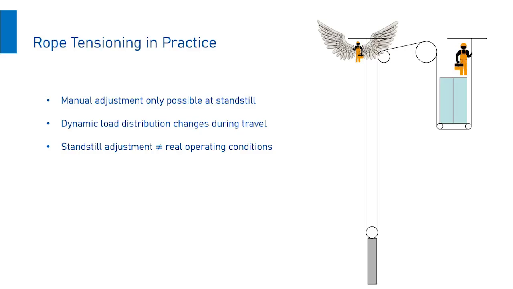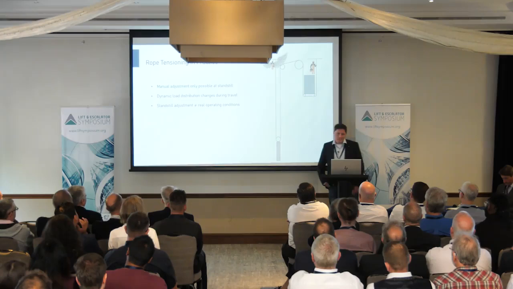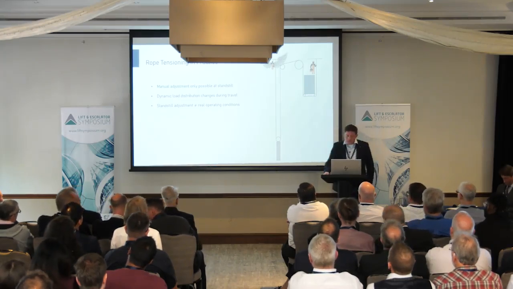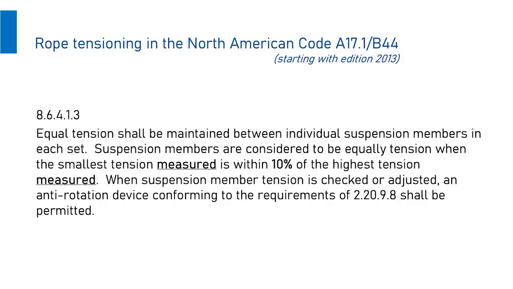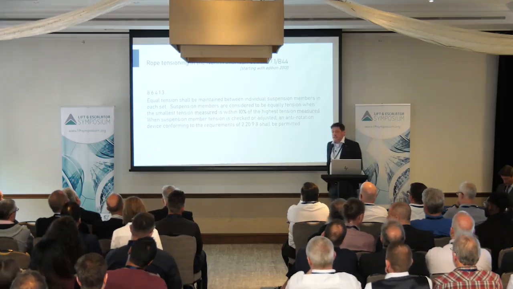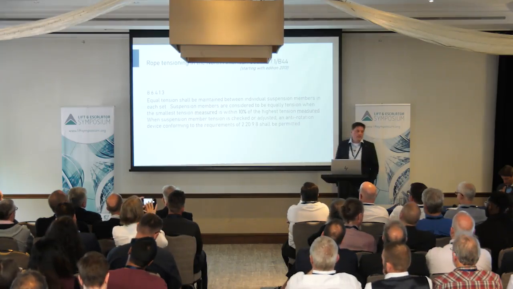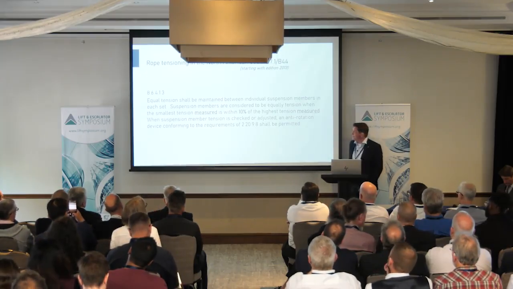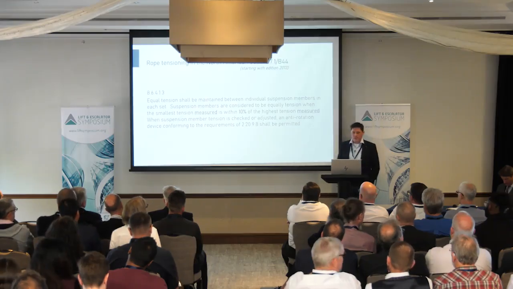So what we need are these kinds of technicians, or different solutions. That rope tension is really an important thing. It has also become important, for example, in 2013, when the code in the US, the A17.1, put in a section that ropes or suspension means need to be tensioned within 10%, plus or minus 5%, and that needs to be measured.